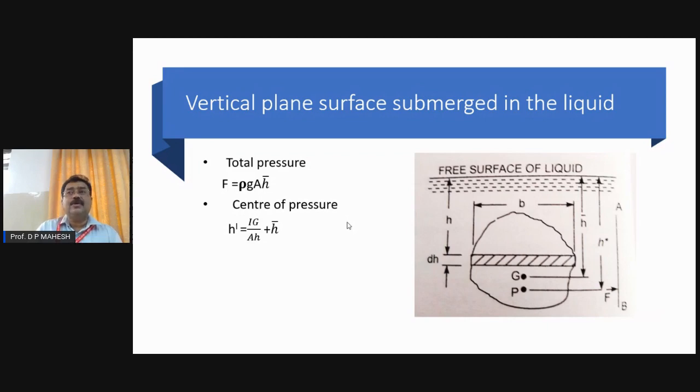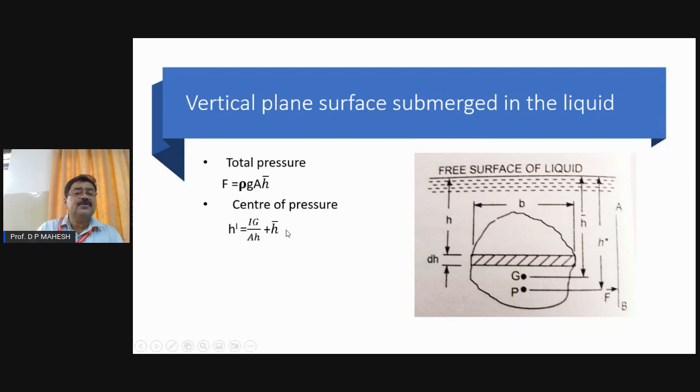The liquid exerts some amount of pressure that will be called the total pressure, which can be found using this formula: F equals rho g A h bar, where rho is the density of the liquid, A is the area of the plane surface which is submerged, and h bar is the distance of the center of gravity of the plane measured from the free liquid surface. Similarly, there is one more parameter called center of pressure.